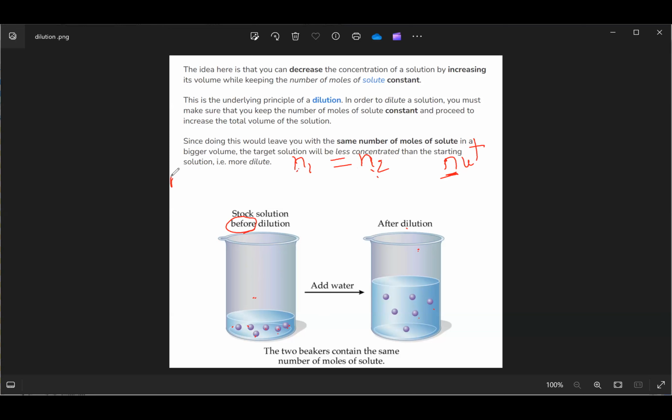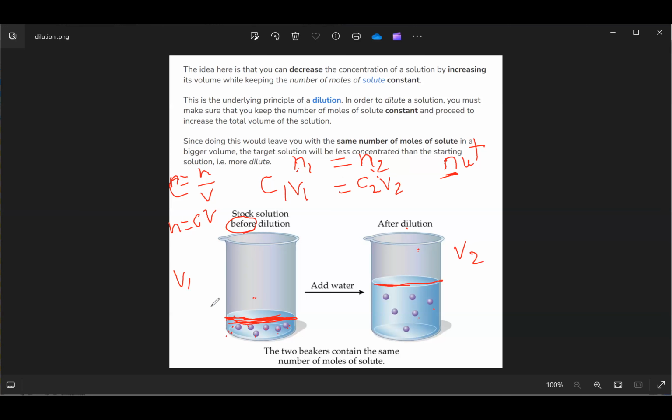And I know that C equals N over V. So N equals C times V. So here C1 V1 equals C2 V2. Here, this solution has a definite volume. You see the volume? This is volume 1. Sometimes I know it, depending on the given. And this has a known volume.